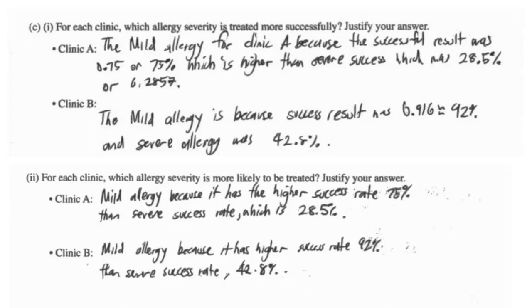Alright. I'm pretty sure it's an I, but just in case. Higher proportion and majority success rates. Severe is treated more successfully due to the higher success ratio. Mild because more patients are going to this clinic with the severity. Severe because more patients are going to this clinic.